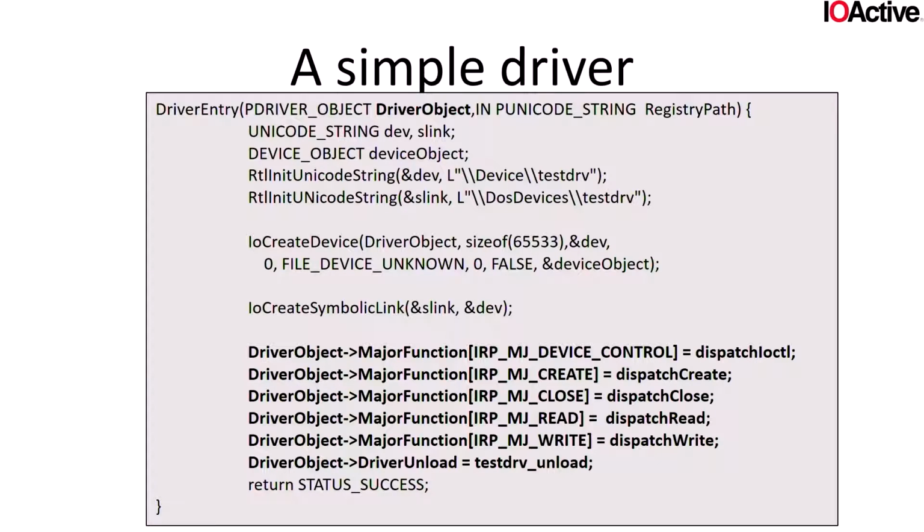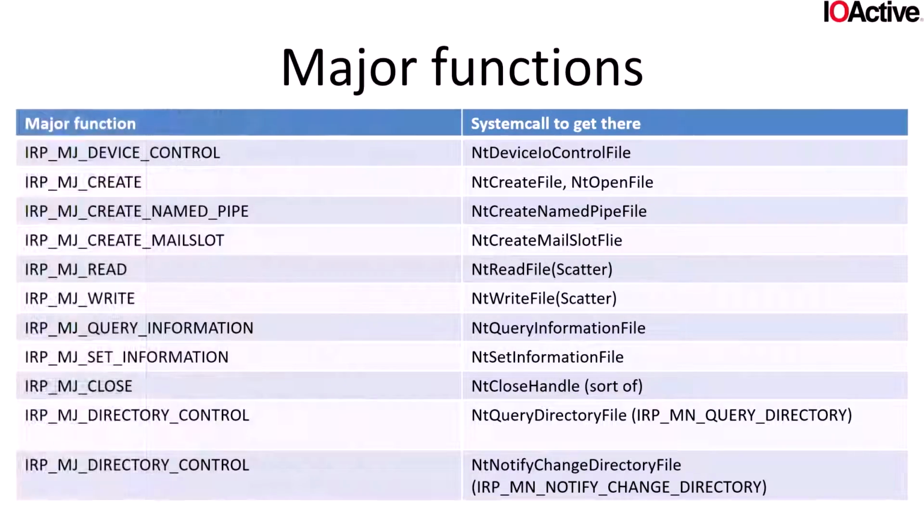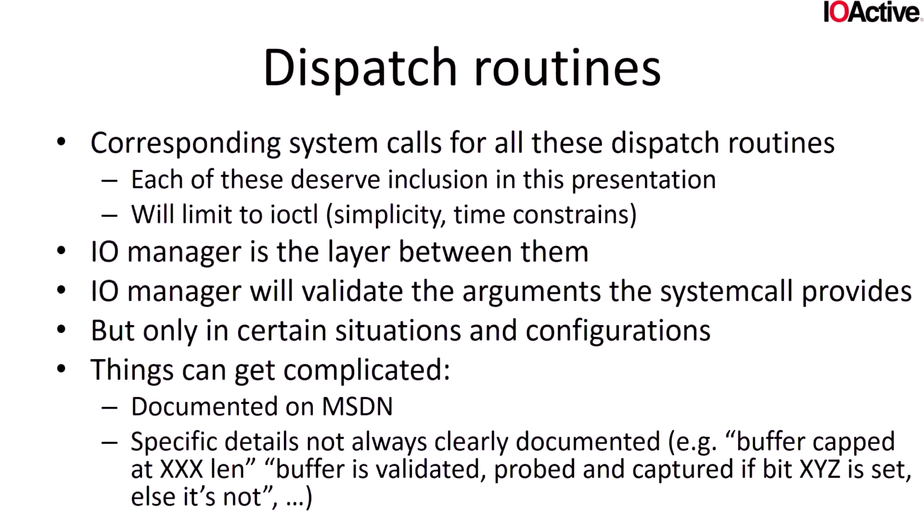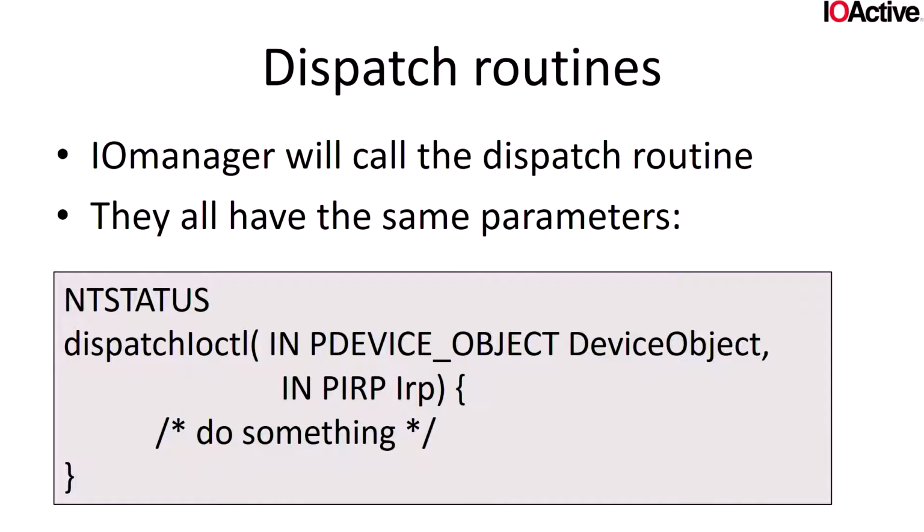In code, this looks like this, where, as I mentioned before, you do a create device, create symbolic link, and then you set all of these dispatch functions, and there are more of these. For all of these functions, it looks like this, where two arguments get passed along: the device object and the actual IRP.